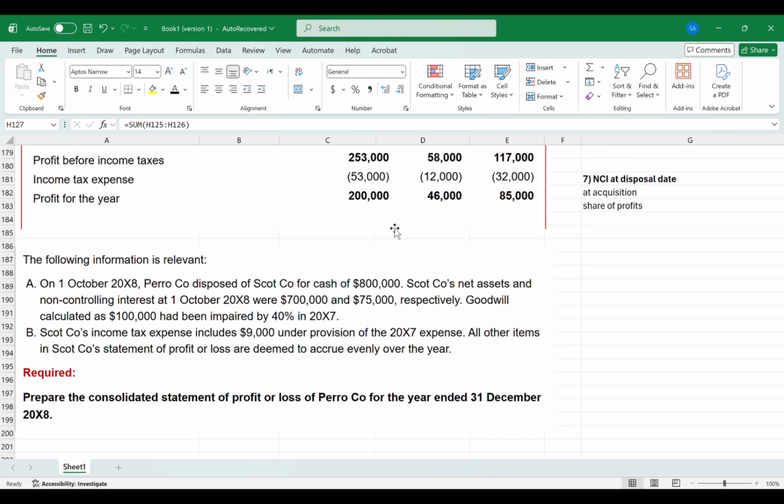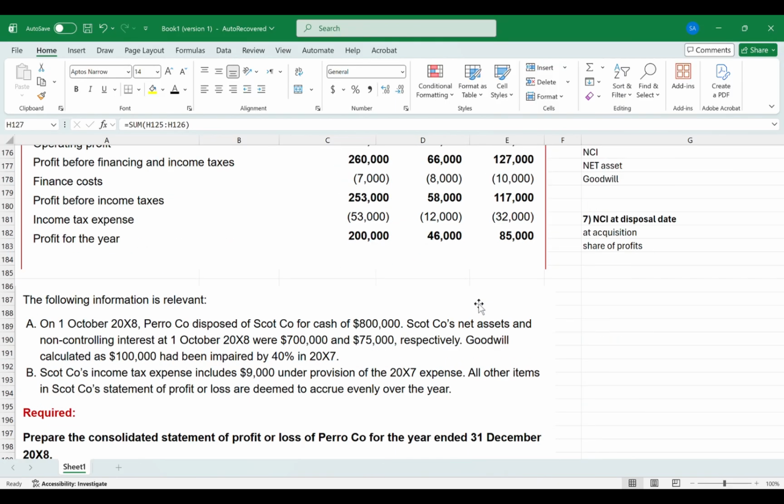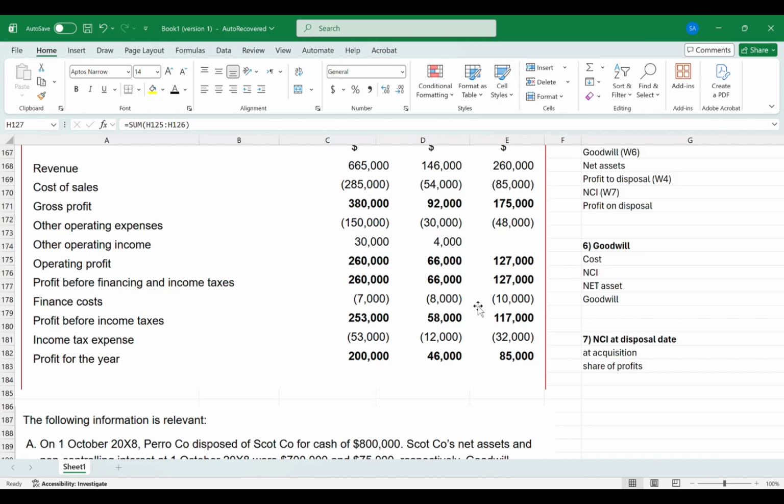So these are the two pieces of information. On 1st October, Prayer has disposed of Scott for cash of 800. Scott's net asset is 700, NCI is 75, goodwill is 10, impaired by 40%. Then Scott's income tax 9,000 is under provision. All other items in the statement of profit and loss are deemed to accrue evenly over the year. So it is only with Scott that there is an issue. If you look at Sky, there has been no disposal, so you can just consolidate line by line.